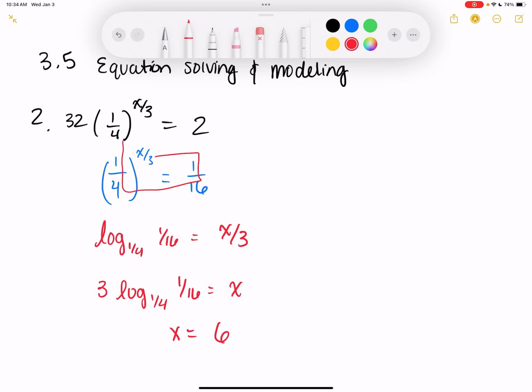But anyways, you would just plug it back in and make sure that the left side's equal to the right side if you were to check it. But I'm not worried about that part.